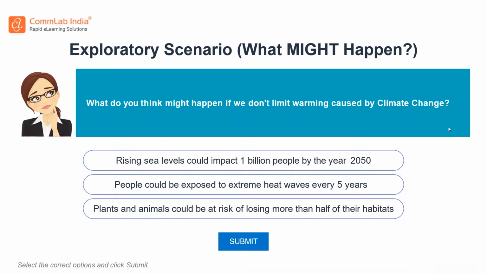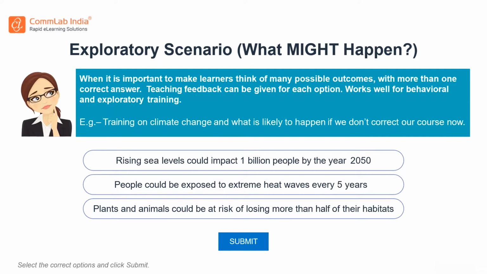So here's an example of an exploratory scenario, or what might happen. This is an example from one of our courses. What do you think might happen if we don't limit warming caused by climate change? And then there are these various options. So when do we use exploratory scenarios?